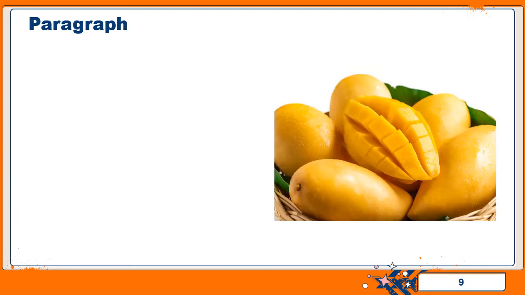Okay students, now we will learn to write those sentences into a form of paragraph. Paragraph is the arranged form of sentences.